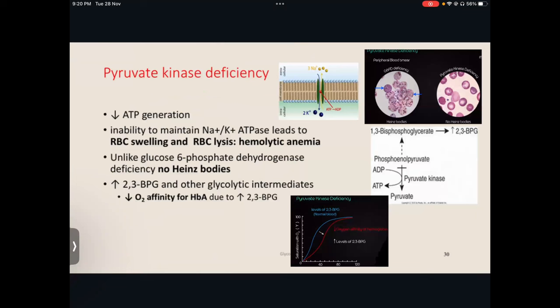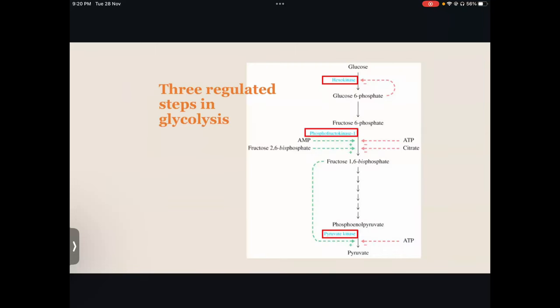And so when you have an accumulation of all of these, including 2,3 BPG, it's going to start affecting hemoglobin that is inside the red blood cells. It will change its affinity to oxygen. It will, by decreasing its affinity to oxygen, meaning that it's simply just going to carry less oxygen. And I'm sure you guys remember from CVP how this affects oxygen transport in your body.